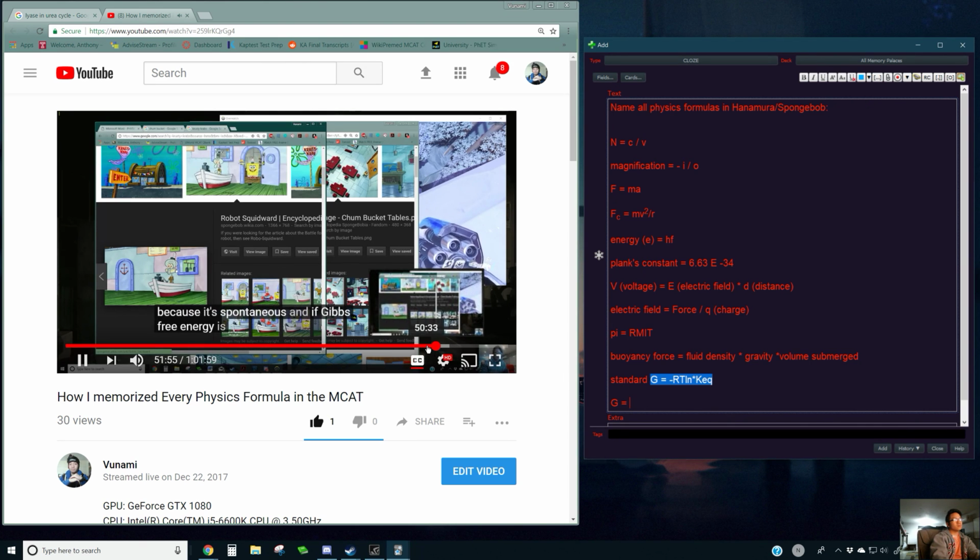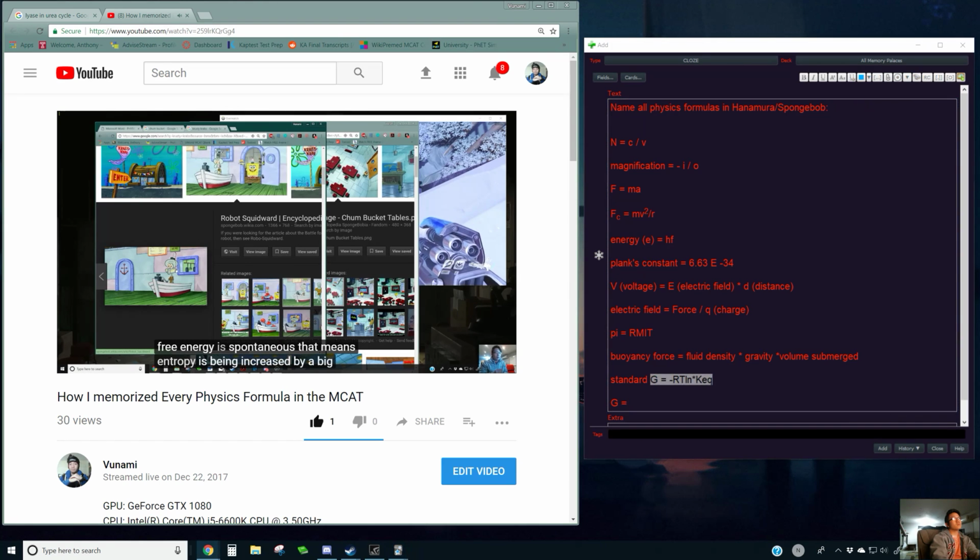Because it's spontaneous. And if Gibbs free energy is spontaneous, that means entropy is being increased by a big load. So basically he's trying to explain to Plankton that I could give you this spirit bomb that has a lot of spontaneity, but that's a bad thing. Okay, it's going to be useful to you. Okay, retweet for me and the standard Gibbs free energy.